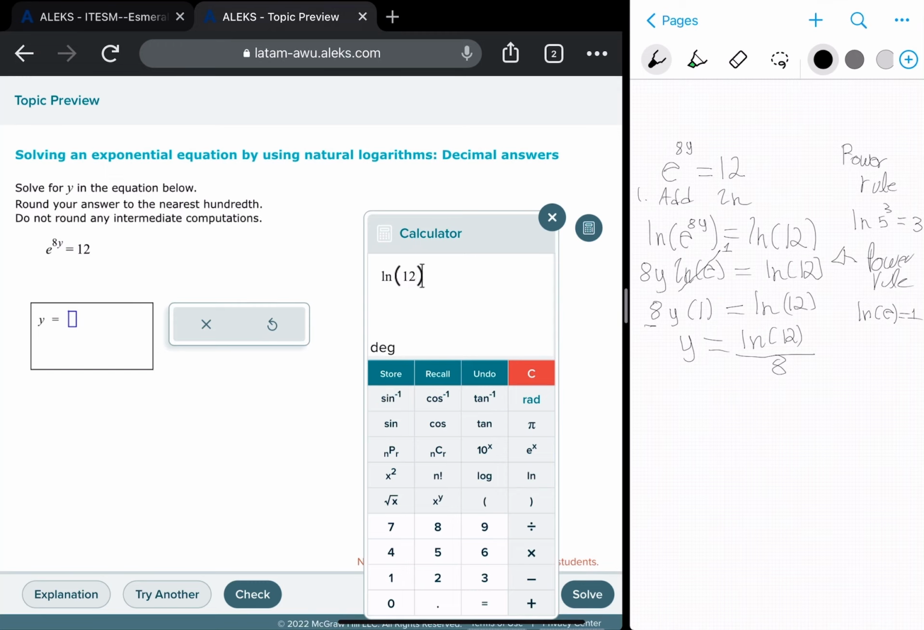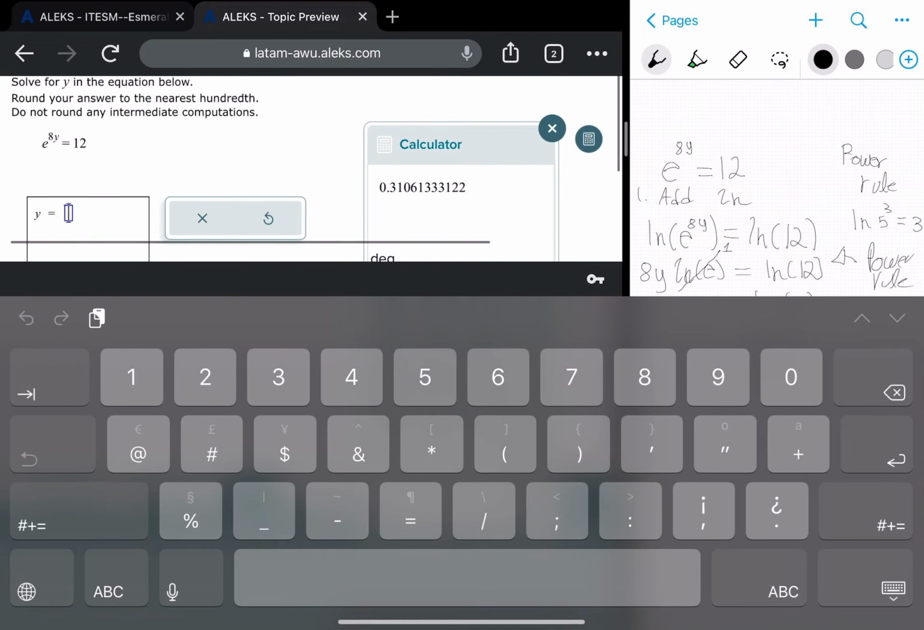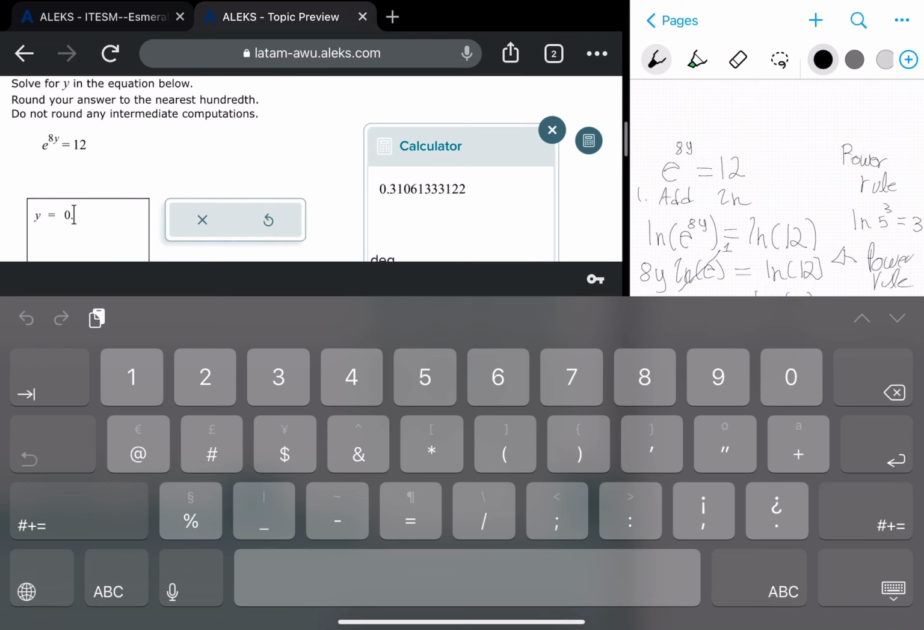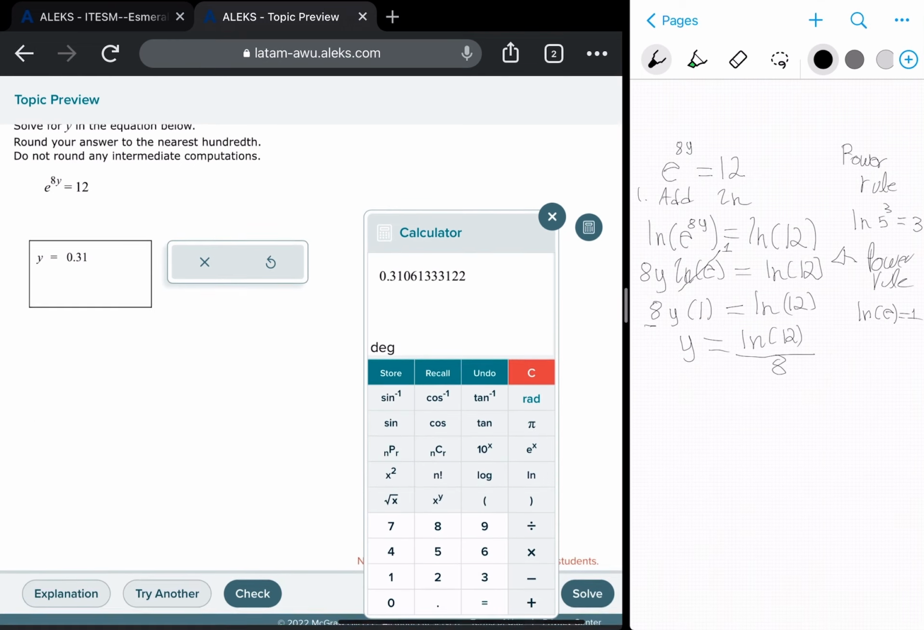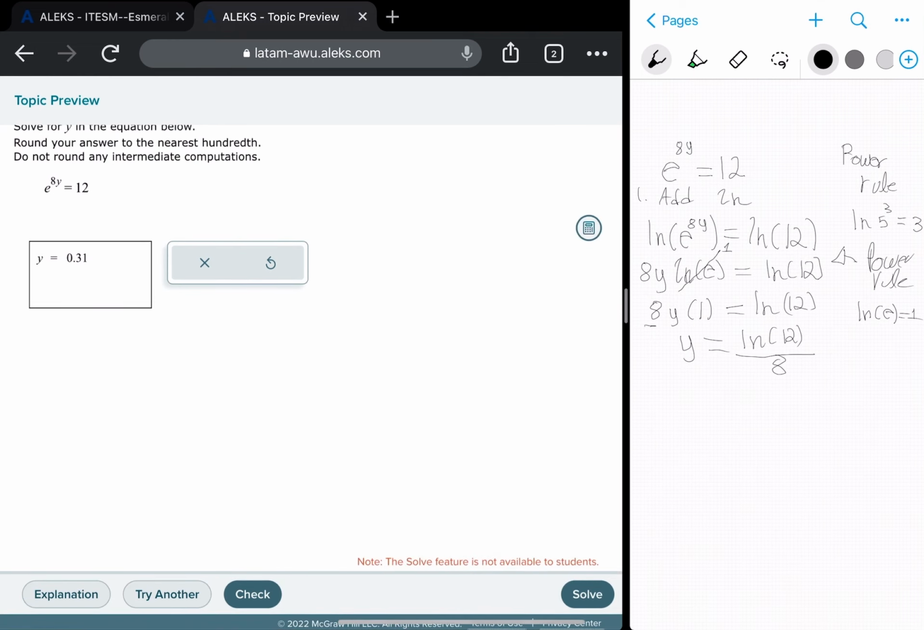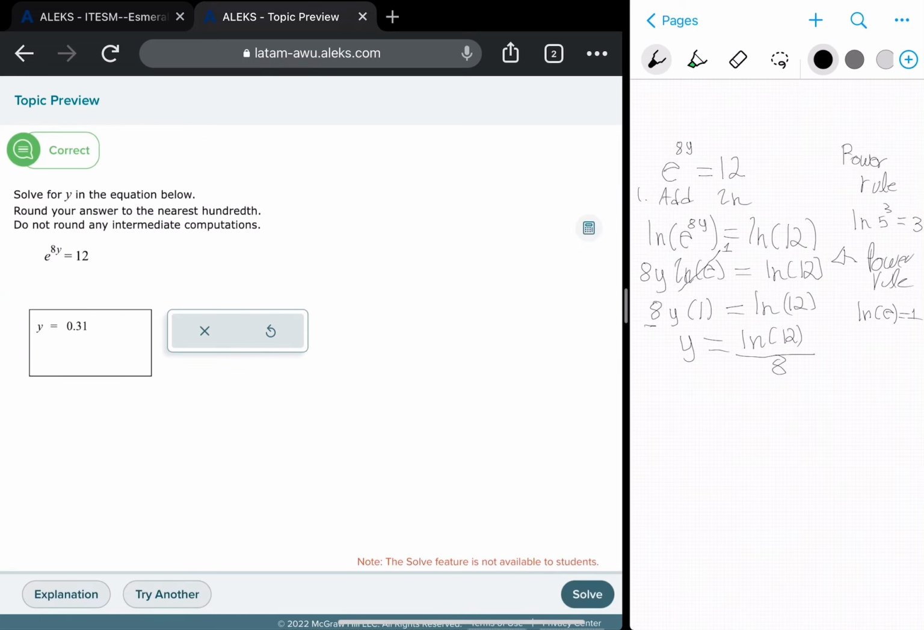Alright, over 8. Then equal this number. This number here. This is the answer. That is 0.31. Just like that. Okay, and I will check. Yeah, that is right. That is the answer to this exercise.